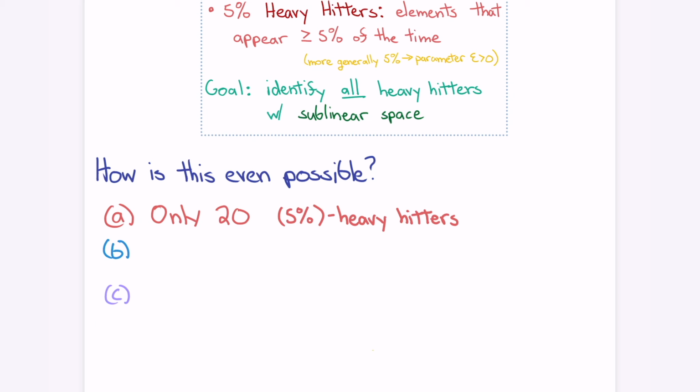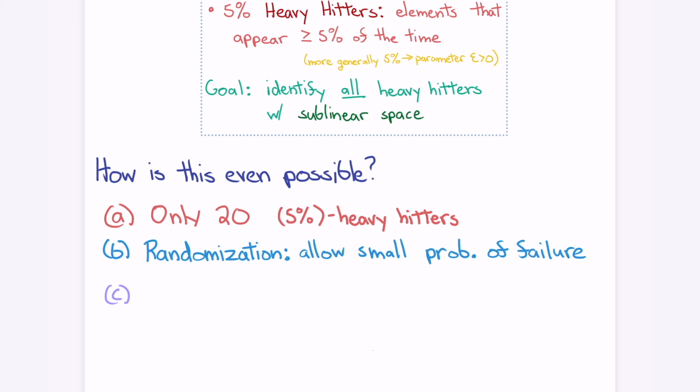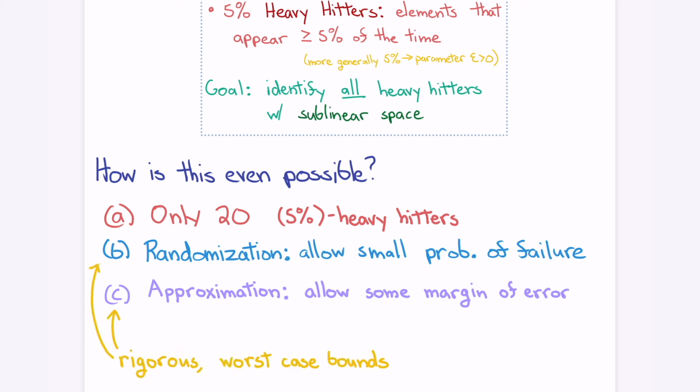Okay. Now, two other things that are going to help us. One, we're going to use randomization. The algorithm will be allowed to fail with some very small probability. And we'll be able to drive that probability really down fast, but it doesn't have to be perfect. And that might let us cut some corners. And two is we are going to allow some margin of error. And I'll explain that in a moment.